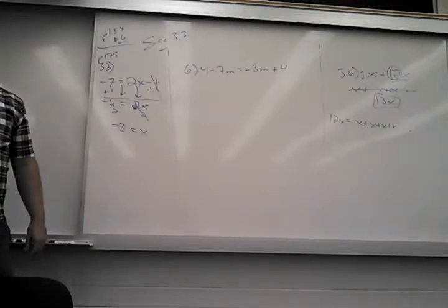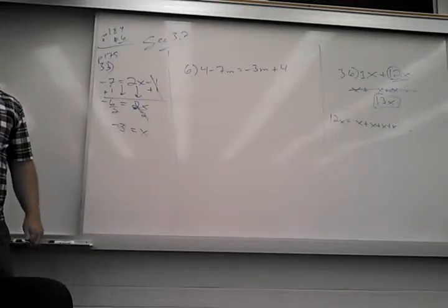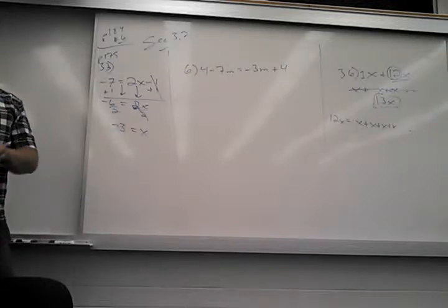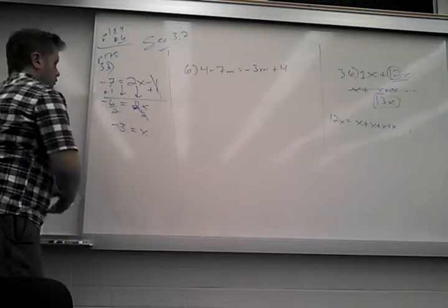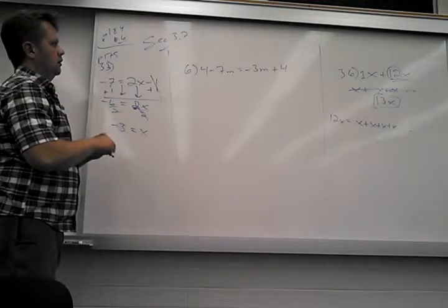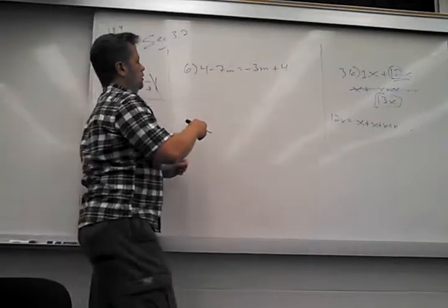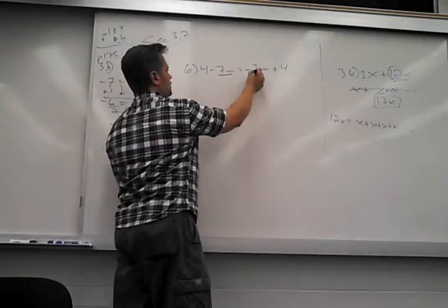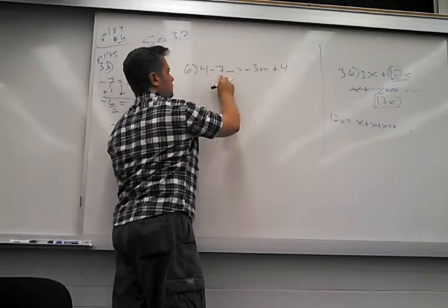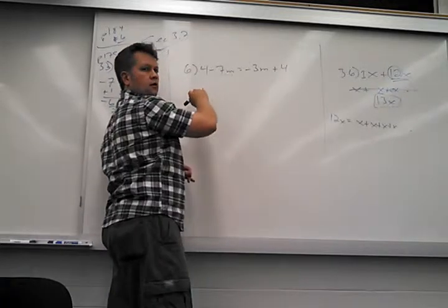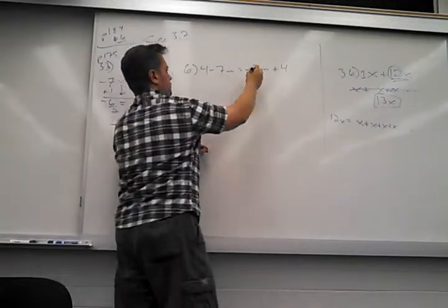This one is deceptively simple looking, but it's got a place where you might freak out. So somebody help me out. What would you do first? Add 3 in it. The m's aren't together yet, right? So which way do you want to go with them? You can add 3 to both sides, and I'll go ahead and do it. Minus 10.